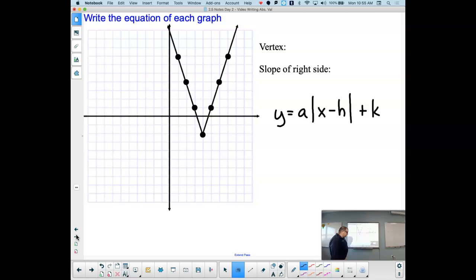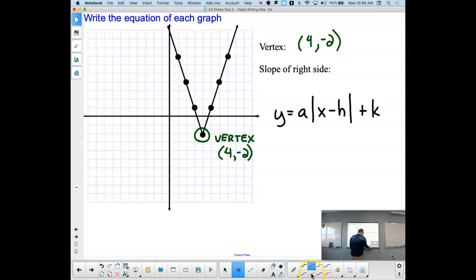What we need to do is first identify what point the vertex is at. So in this particular case, I am at 1, 2, 3, 4, comma, negative 2. So the vertex here is at 4, comma, negative 2, because the vertex is, remember, h, comma, k. So h is now 4, k is now negative 2.